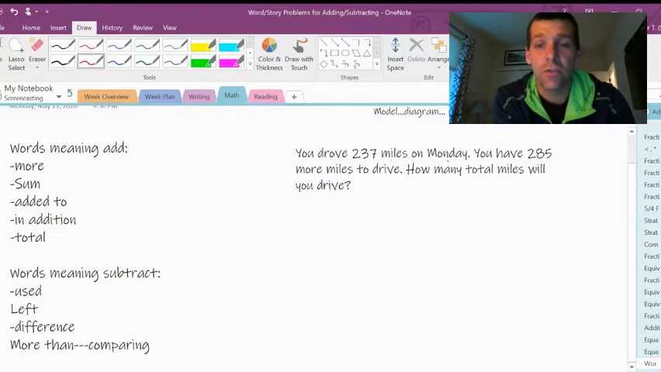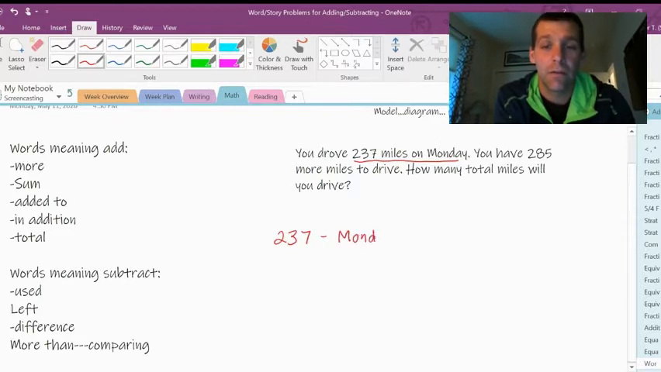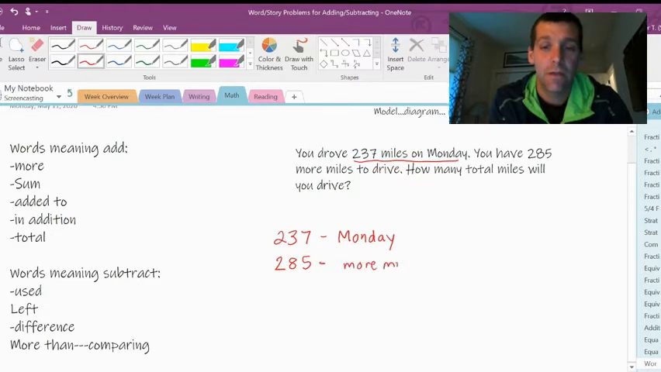So I got this 237 on Monday. I'll mark that down here. 237 Monday. And know that dash does not mean subtract. It's just a dash telling me that it's for Monday. 285 more miles. And then when I think about what I'm solving for, total miles. Total miles is a question mark.